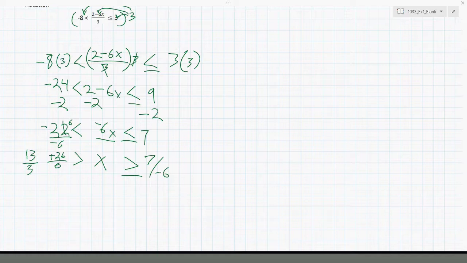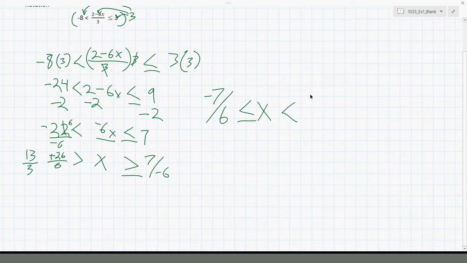So we're just going to quickly rewrite that so that it reads from least to greatest. We'll have negative 7 over 6 is less than or equal to x is less than 13 over 3. We're just rewriting it around so it looks better that way.